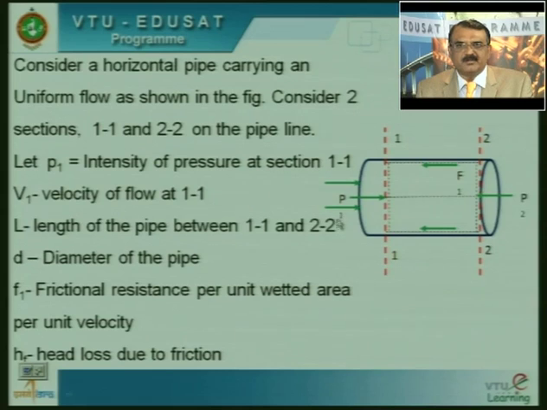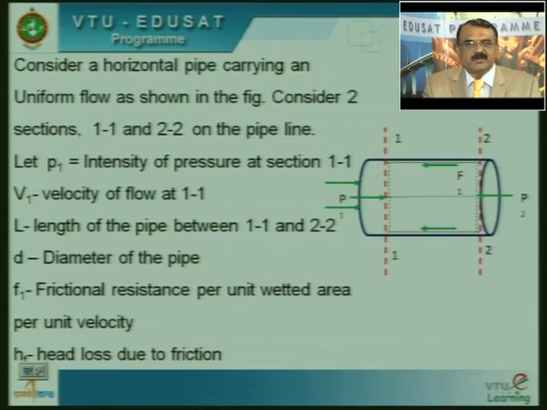One is P1, intensity of pressure at section 1-1. Similarly, at section 2-2, the intensity of pressure is given by P2. Now, what is this between section 1-1 and section 2-2? This is called the control volume. What is this control volume? Control volume you studied under fluid kinematics. It is a fixed volume in space. Now, control volume consists of the area between section 1-1 and section 2-2.